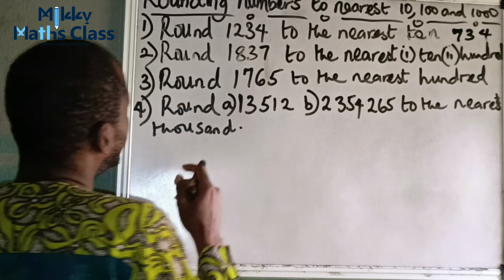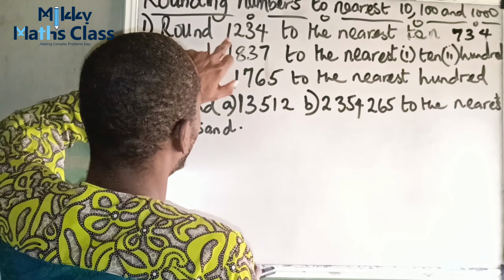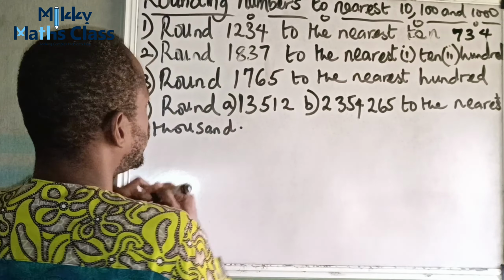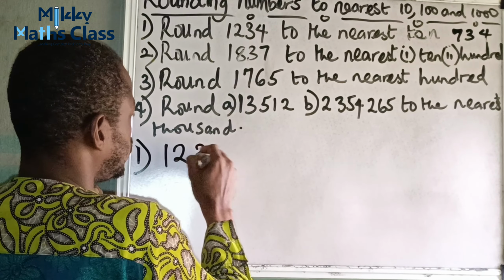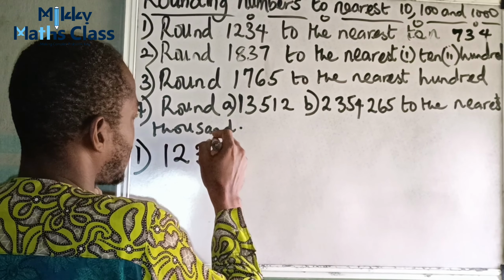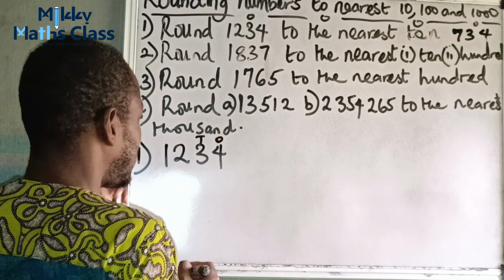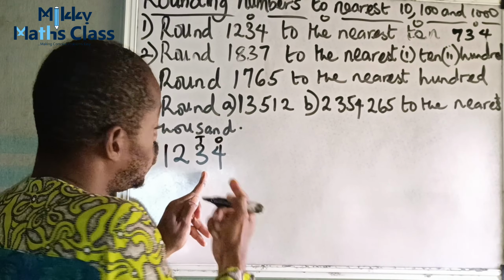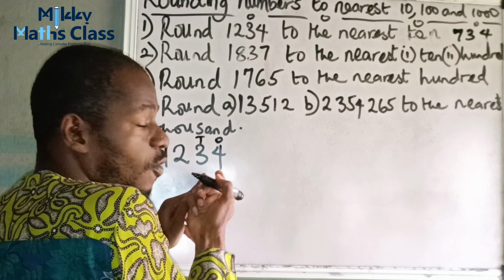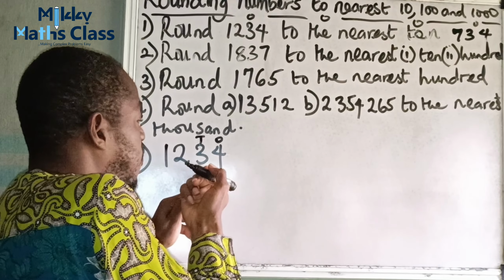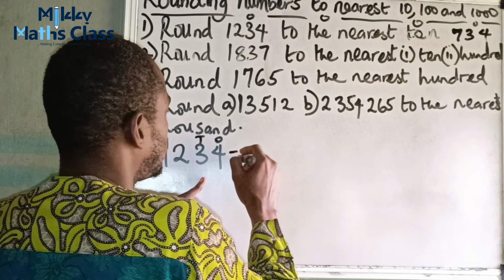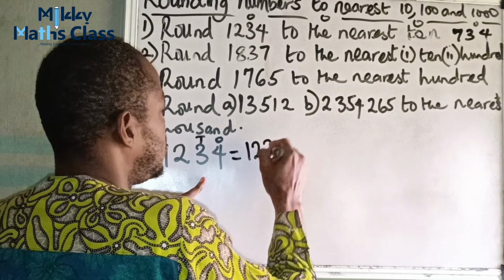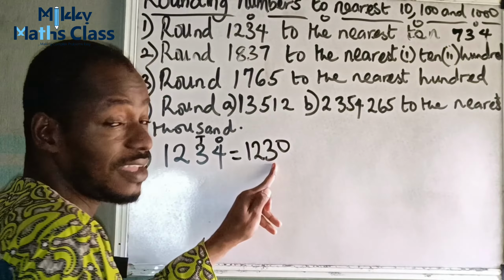Let's look at it in this example. Round up 1, 2, 3, 4, that's 1234, to the nearest 10. This is the ones part. This is the tenth part. This is where we are going to. Look at the number before where we are going to. Is it up to 5? No, it's not up to 5, so we round it down, so it becomes 1230. So this is it to the nearest 10.